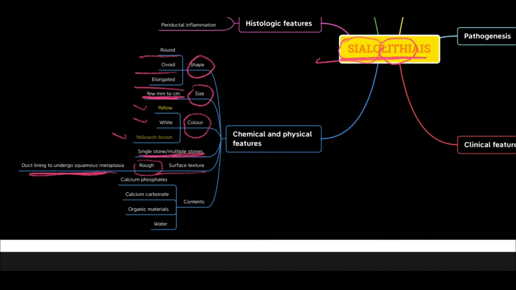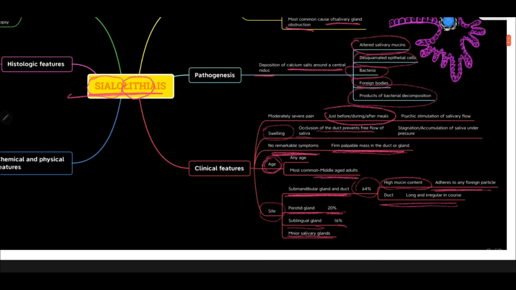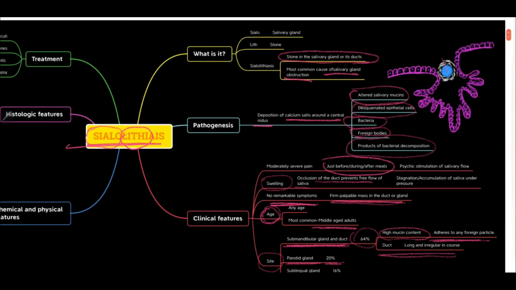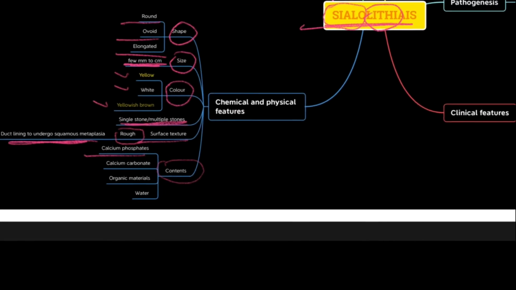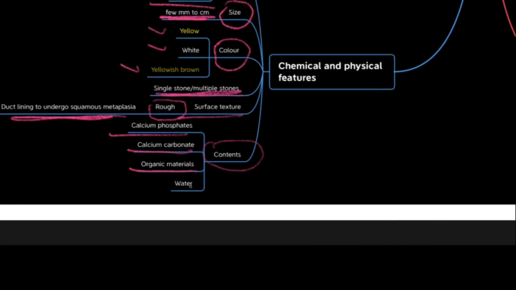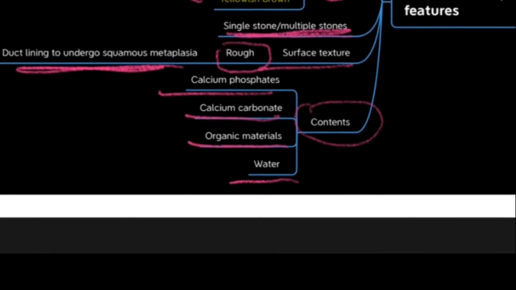What are the contents of the calcium, like the stone around the central nidus? So we know the contents of the central nidus. Remember, these were the contents of the central nidus: altered salivary mucins, desquamated epithelial cells, bacteria, foreign bodies, and products of bacterial decomposition. But what is the composition of the structure around the central nidus? It is calcium phosphate, calcium carbonate, organic material, and water.